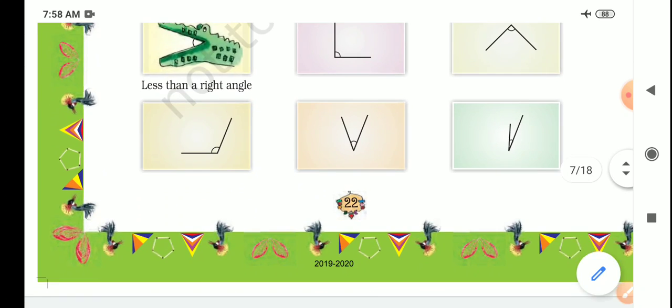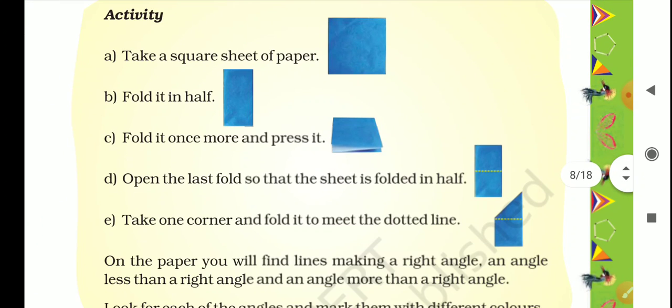Now let's move further. This is all an activity part. You have to draw and you have to make this activity at home. Nowadays in lockdown you are free. So what you have to do, you have to read this page number 23 and 24, and you have to do this activity at home.